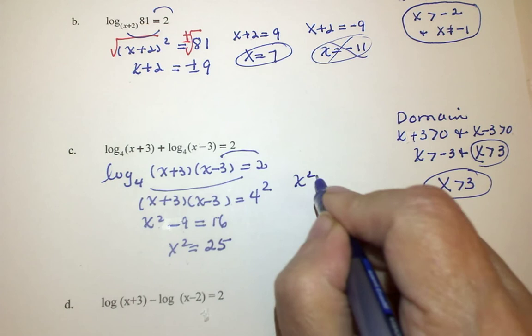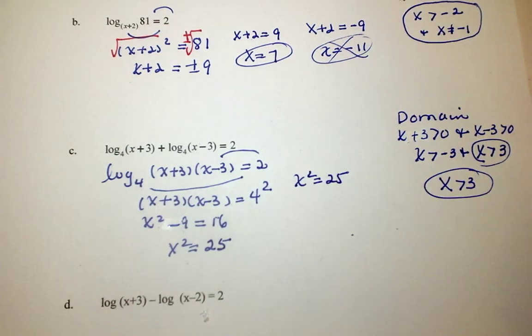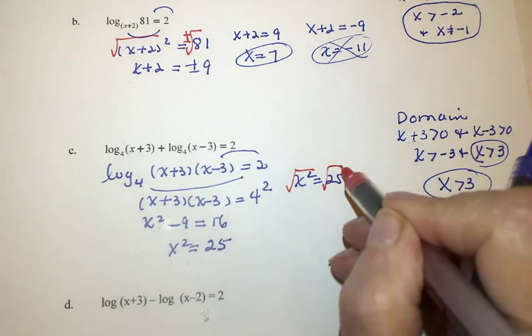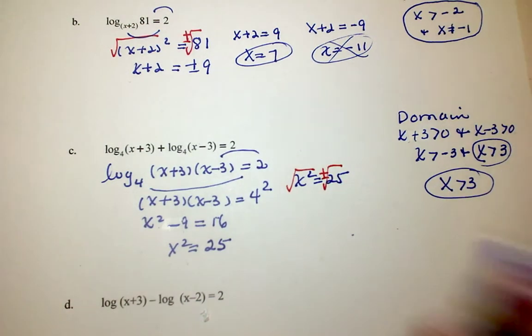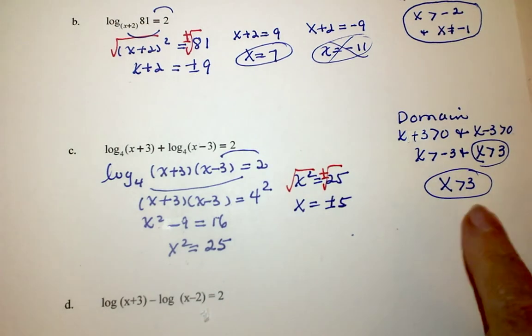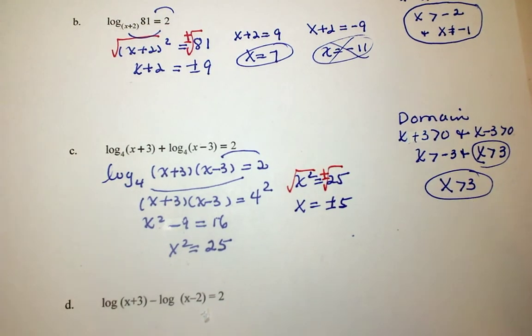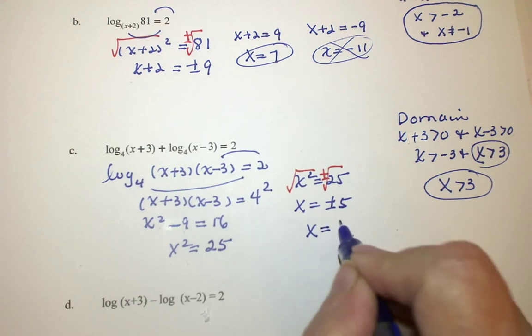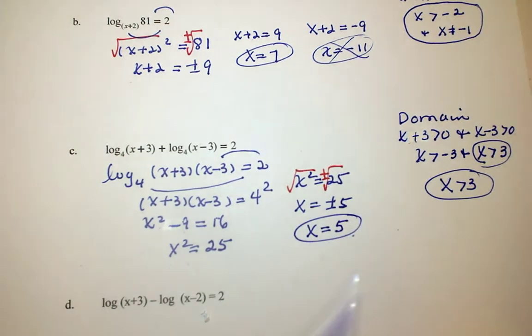Now if x squared equals 25, take the square root of both sides. Don't forget the plus or minus. x is plus or minus 5. Well, x has to be greater than 3, so x must be 5. Negative 5 needn't apply for the job.